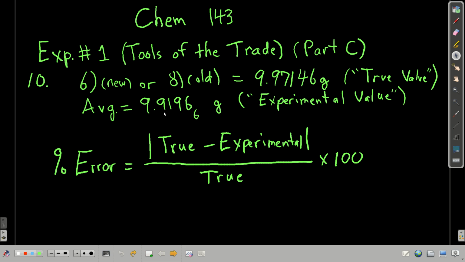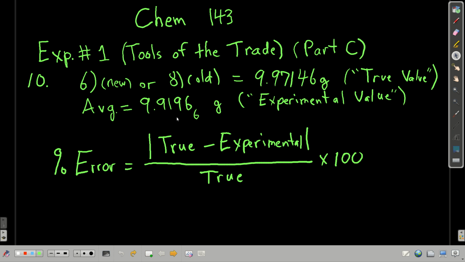So I changed the numbers last weekend, so if you have the new copy, number 6 is what you got for what we call the true value for the mass of 10 mils of water at your temperature. If it's the old copy, it's number 8, so we'll look at which copy you have. But let's say for my temperature, I used that table, and I found that I multiplied by 10, and I found that the mass of 10 milliliters of water, the true value for me, was 9.97146 grams.